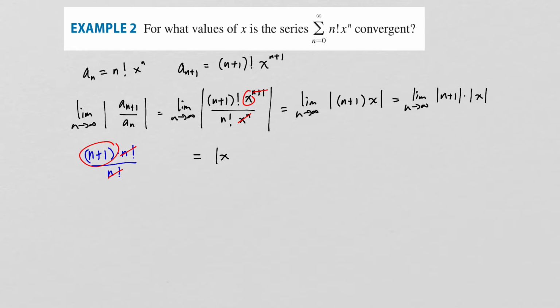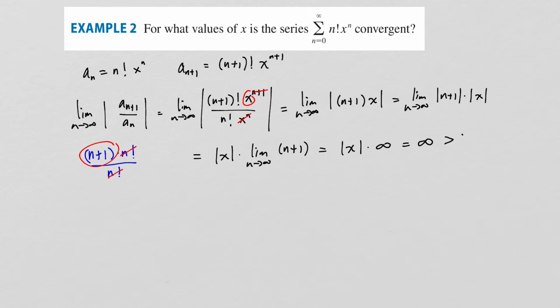And the absolute value of x can be factored out of the limit because the variable in the limit is n, right? So x is essentially a constant when we're talking about the limit. And the absolute value of n plus 1 is simply n plus 1. And this is basically the absolute value of x multiplied by infinity. This limit is infinity. And it doesn't matter what value of x you plug in here. Once you plug in a specific number for x, you are multiplying that by an ever-increasing quantity. And so this is always going to equal infinity regardless of what x is.